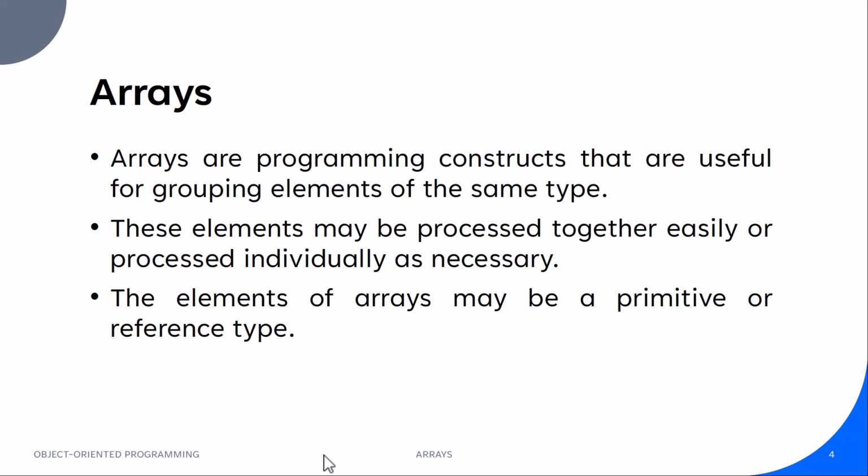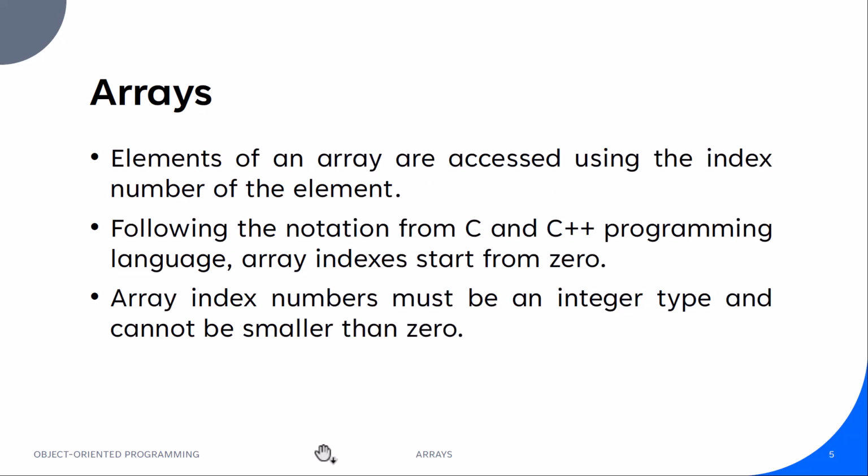Arrays are programming constructs that are useful for grouping elements of the same type. These elements may be processed together easily or processed individually as necessary. The elements of arrays may be a primitive or a reference type. Elements of an array are accessed using the index number of the element. Following the notation from C and C++ programming languages, array indexes start from 0. Array index numbers must be an integer type, and they cannot be smaller than 0.